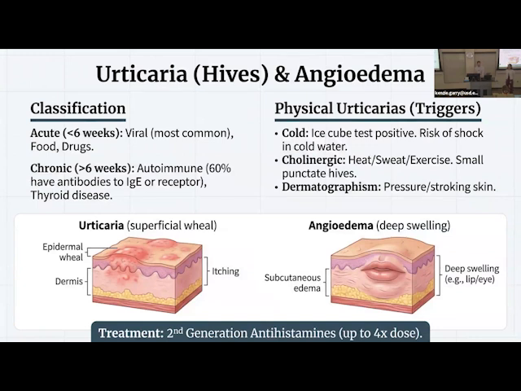Urticaria and angioedema, I will present that too. If it's early, less than 6 weeks, mostly it can be related to viral infection, food, drugs. So viral infections can cause urticaria, which we should keep in mind. And if you see it for more than 6 weeks, there are some immunologic components going on, like autoimmune components, that can cause that. And sometimes thyroid disease can cause similar symptoms.